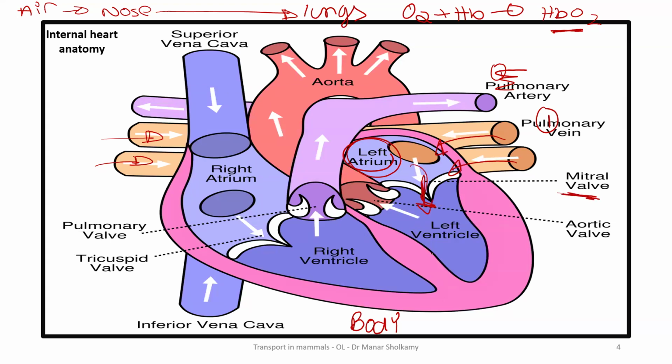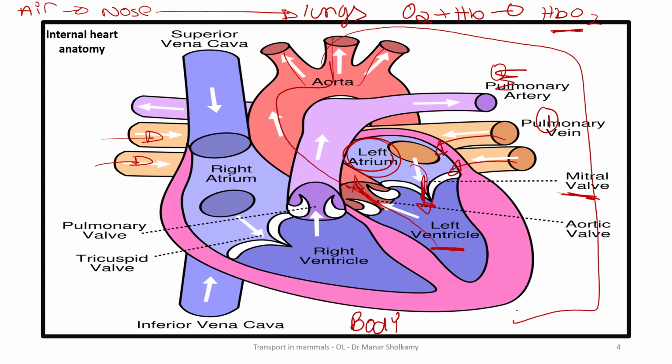This oxygenated blood will enter the left ventricle. The heart will contract again. And then the oxygenated blood will move from the left ventricle through the open aortic valve to enter the aorta. And the aorta will take this oxygenated blood to the whole body. The body takes the oxygen and gives out CO2 as a waste product.